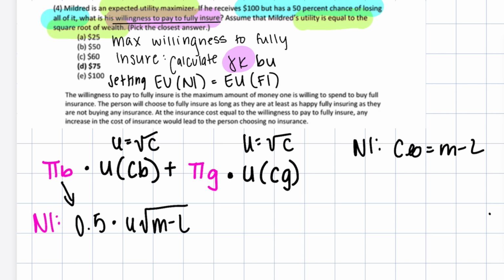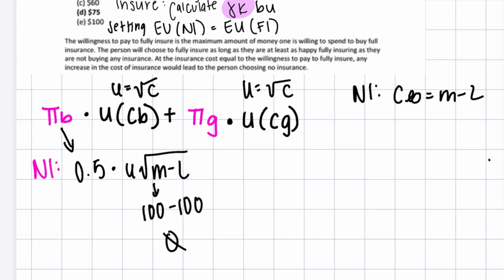And so it says that our M minus L is going to be $0, right? He has a 50% chance of losing all of it. So that means that our income must be that $100, and our L also must be $100 because in the bad state, we have no money. And so they give us our M and our L because he could win all $100, which is his income, or he could lose all of it. So our L must be 100 for him to have $0 in the bad state.